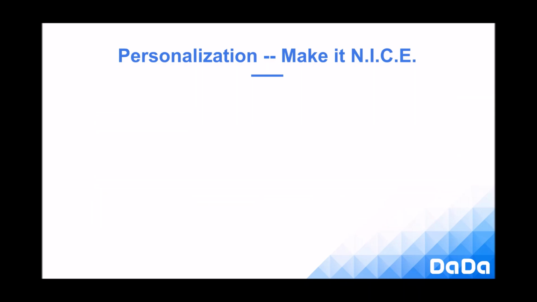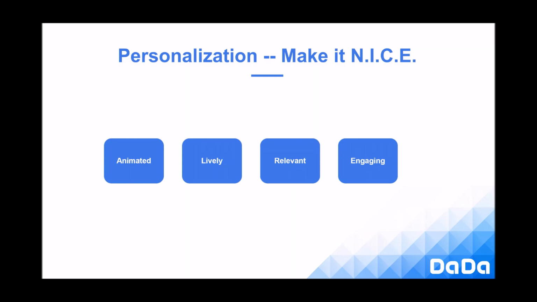We can personalize the class according to these four dimensions to make class more animated and lively. We are all better at remembering things that we found interesting, the same as the students. Just try to find contents that are relevant and engaging.